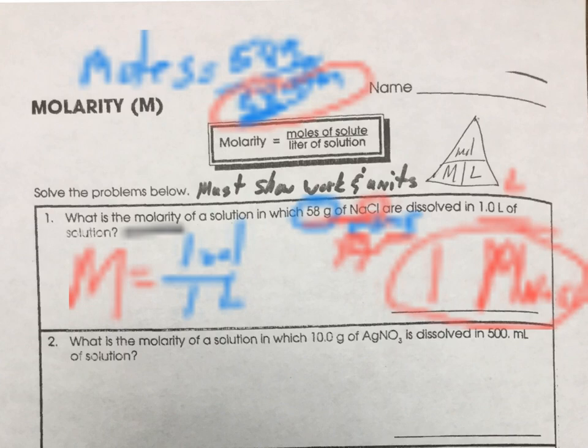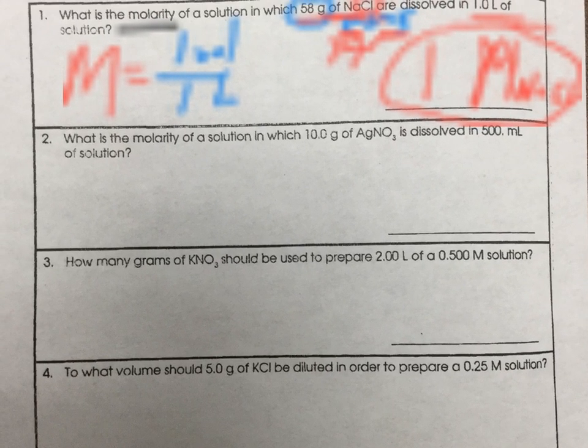Okay, let's try number 2 and see if we have another question there. All right, let's look at number 2. Okay, what are they giving you? They're giving me 10 grams with silver nitrate. I know I can figure out my moles with that, right? And they're giving me 500 milliliters instead of the liter. So does that mean I have to change that to liters?